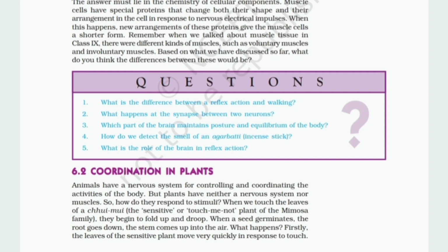Coordination in plants. Animals have a nervous system for controlling and coordinating the activities of the body.